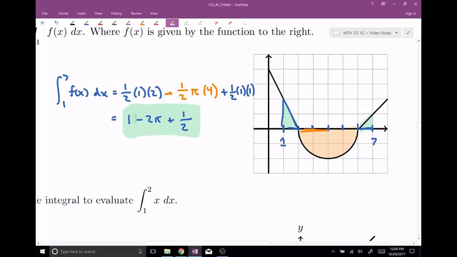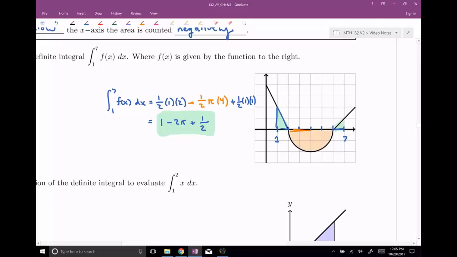All right, and that would be my final answer. So the big thing here that this question is testing is, do you understand this notion of net area, right? That you have to count some of it positively and some of it negatively. All right, so there is our first example.